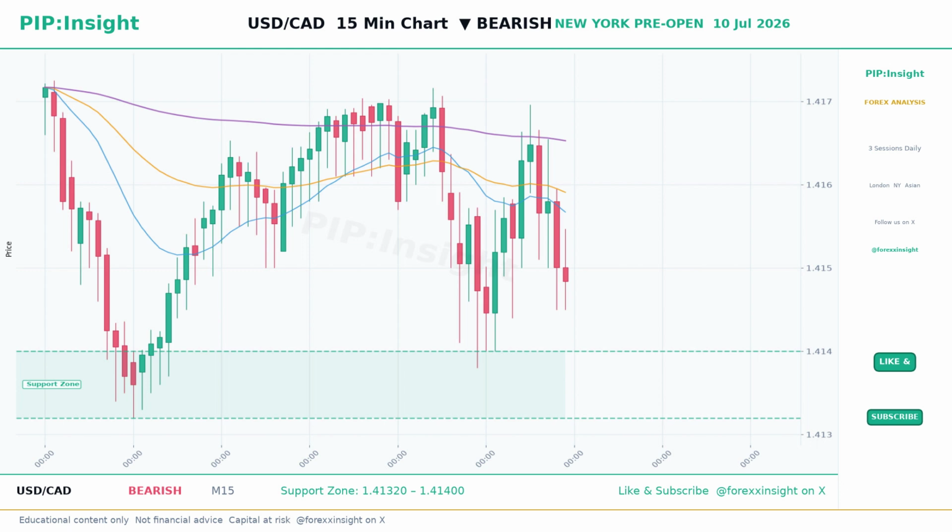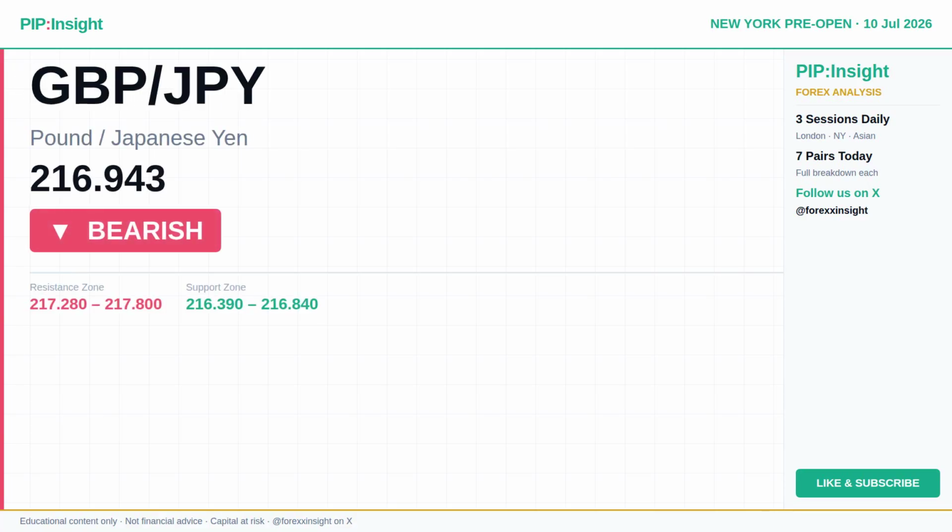Pound yen. The chart is showing bearish structure on this session. The 4-hour trend is to the downside and the 1-hour is also pointing lower. Resistance is marked between 217.28 and 217.8. Support is marked between 216.39 and 216.84. Here is the full chart breakdown.